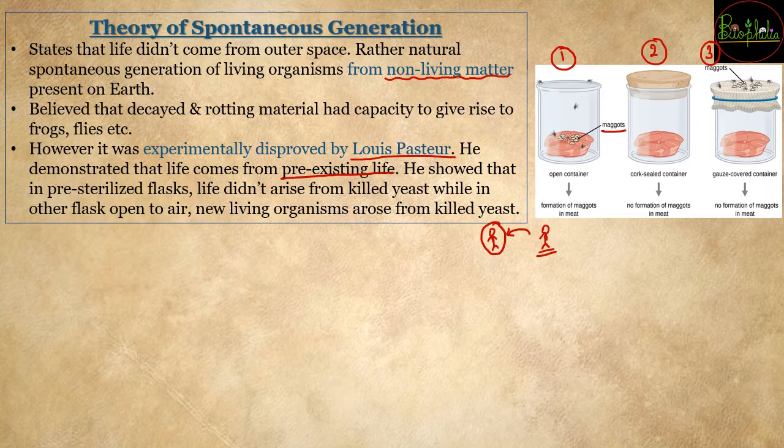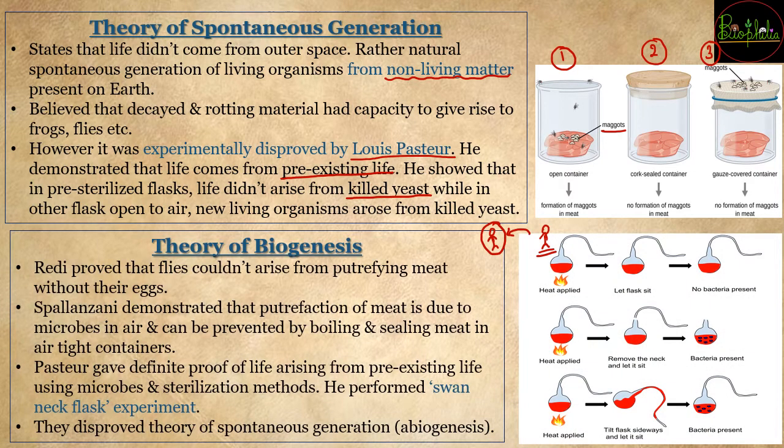That was from the pre-sterilized flask. There was no organism, meaning all the yeast had been killed. But if the yeast was kept there and it was open to air, then new organisms of yeast did come. So that was a kind of thing that people for many years believed, that it comes from pre-existing life. But how did the previous life come? That was not understood.